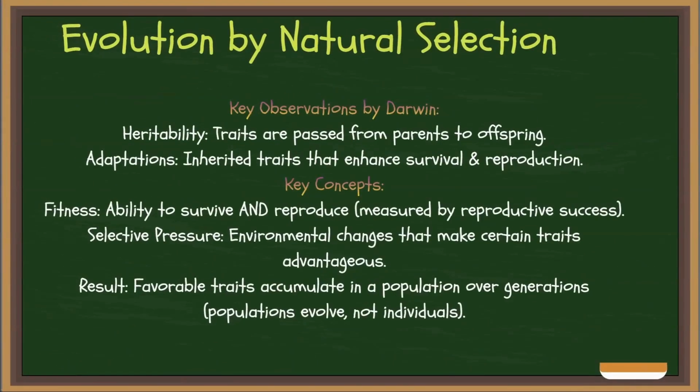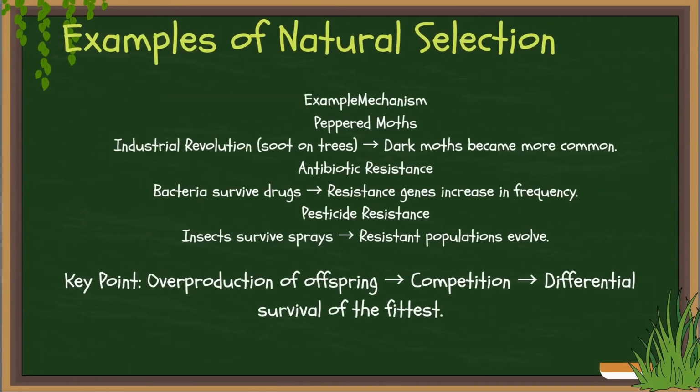Key observations of Darwin: heritability, meaning traits are passed from parents to offspring, and adaptations, inherited traits that enhance survival and reproduction. Some key concepts are fitness, which is the ability to survive and reproduce, measured by reproductive success, and selective pressure, environmental changes that make certain traits advantageous. The result is that favorable traits accumulate in a population over generations. Populations evolve, not individuals.